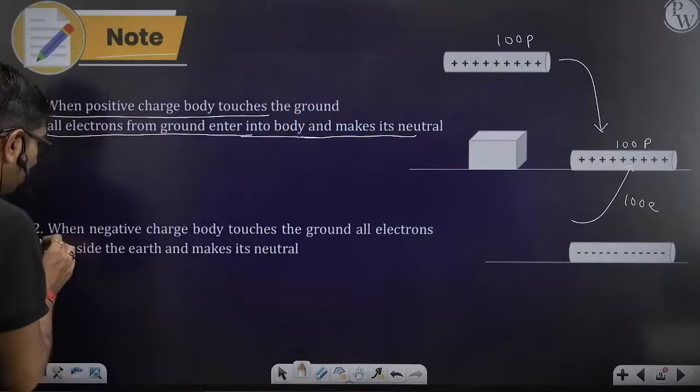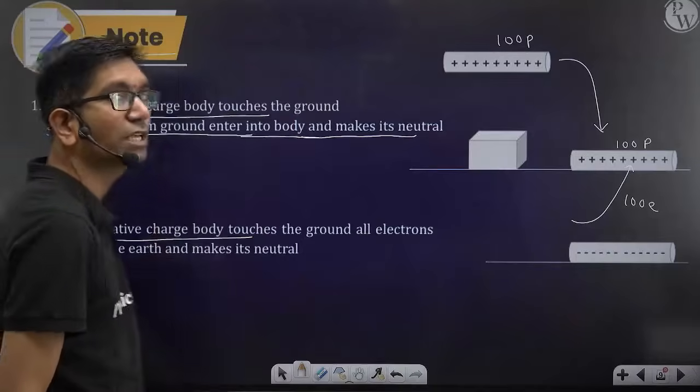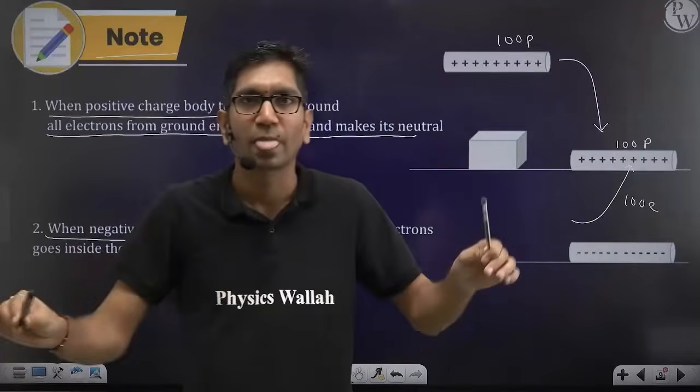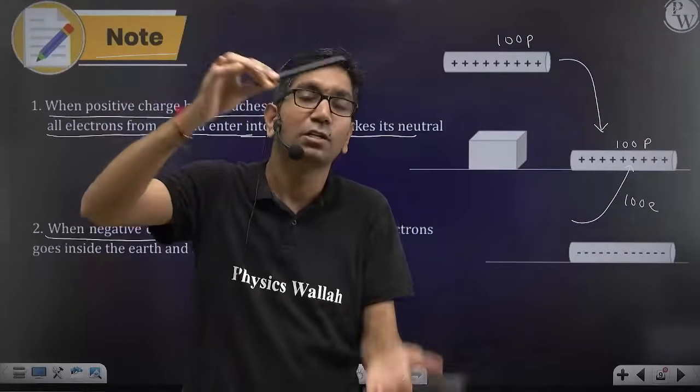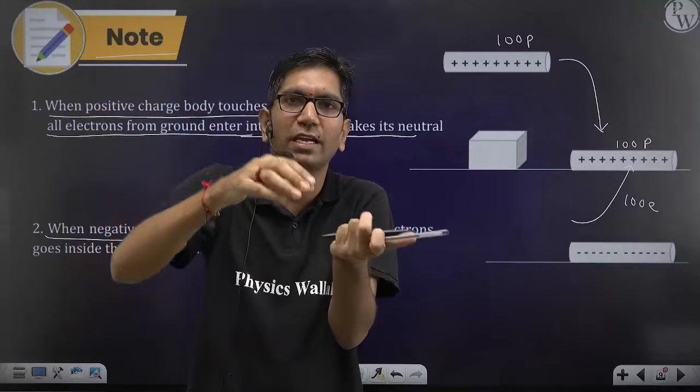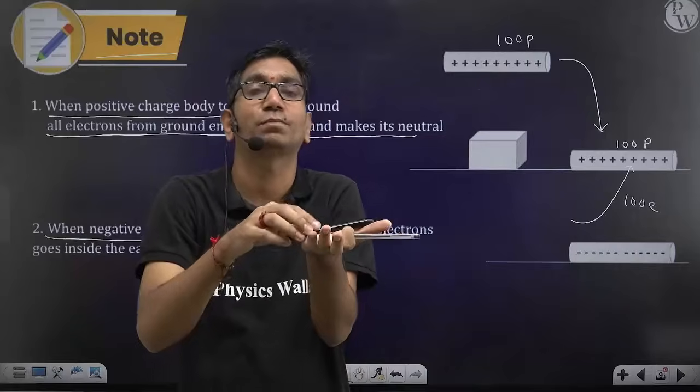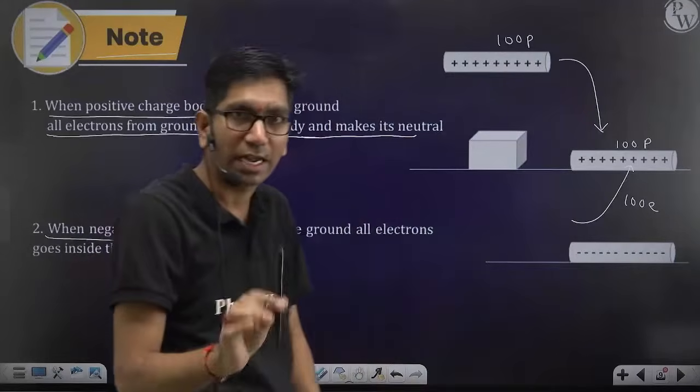Now see here, when a negatively charged body touches the ground, just now I said, they become charged bodies, right? So the hairs are attracting. Now I am releasing. Okay, it is touching the ground. What happens? It becomes neutral, right?